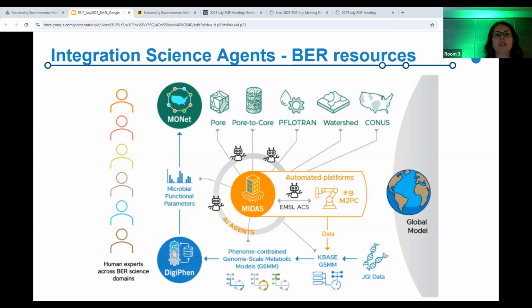So in this diagram, we're aiming to represent how the different science areas and research all interact with each other. We have the biological and environmental sciences represented by those decadal goals of Monet and DigiFin. And in the middle is this computing realm and Midas.